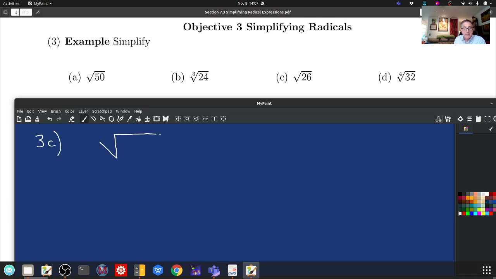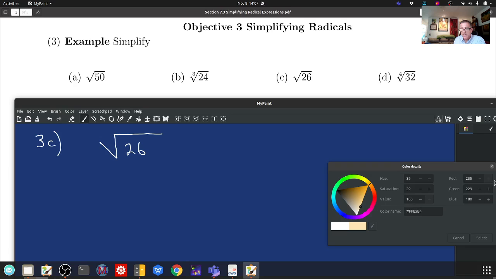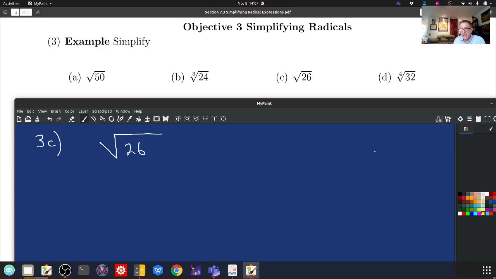So again, my index here is 2, so this is the square root of 26. What I have to do is come over here and let's factor 26. The first thing I see is it's divisible by 2. It's 2 times 13. So I don't have any powers. Neither of these has a power that is evenly divisible by our index, which is 2. So done. There is no further simplification. It is as simplified as it can be.